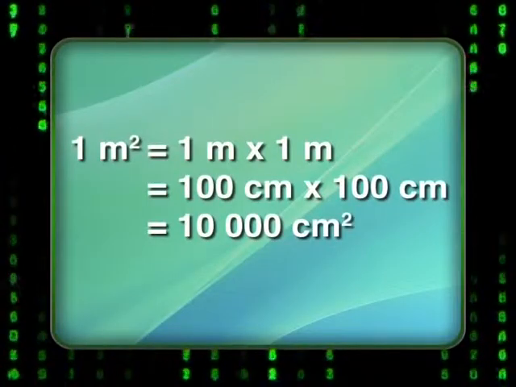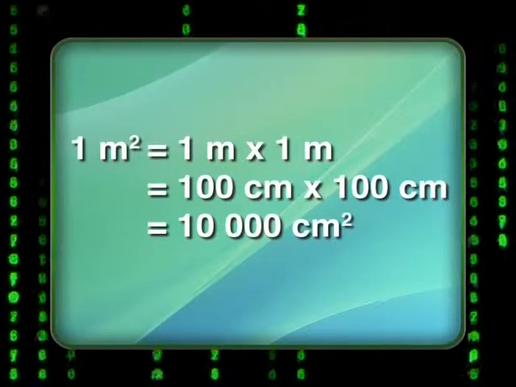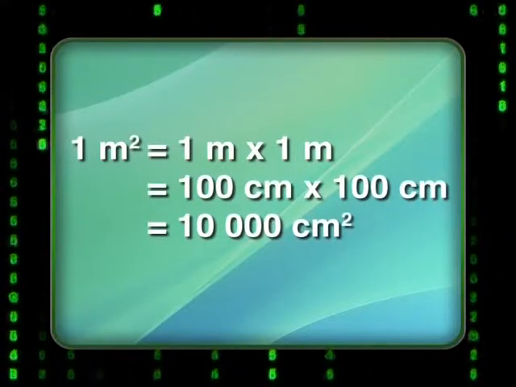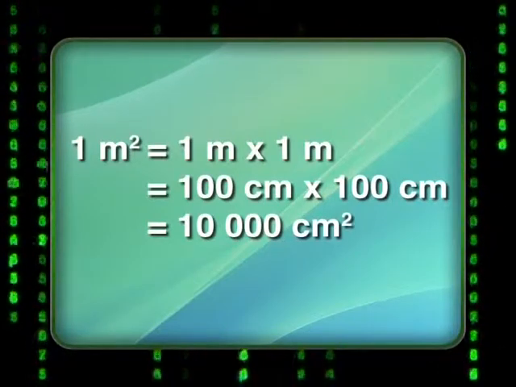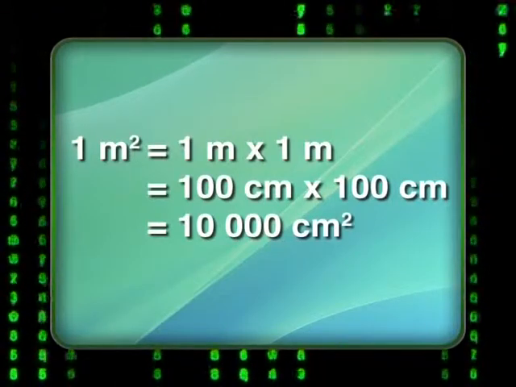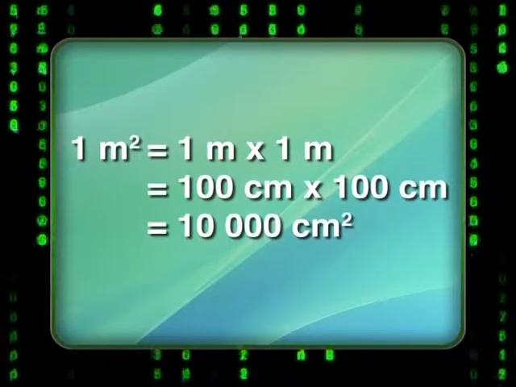What is 1 square meter in square centimeters? What do you expect it to be? To find this, remember that 1 square meter is 1 meter times 1 meter. We know that 1 meter is 100 centimeters, so that's 100 centimeters times 100 centimeters. And that comes to 10,000 square centimeters. That's a lot more than you guessed it would be.